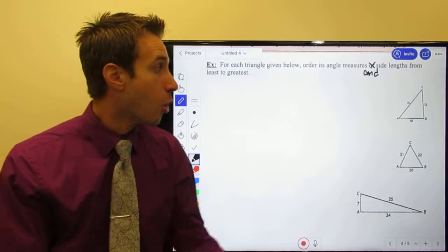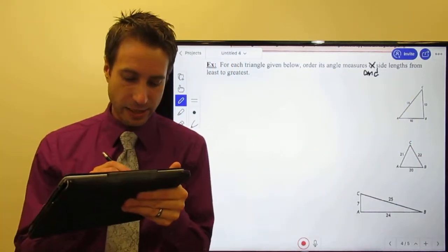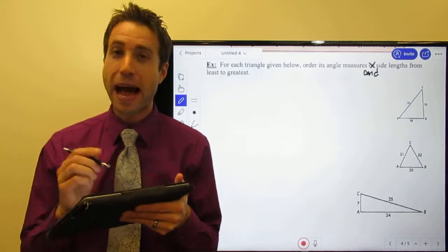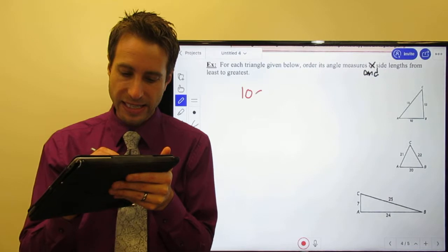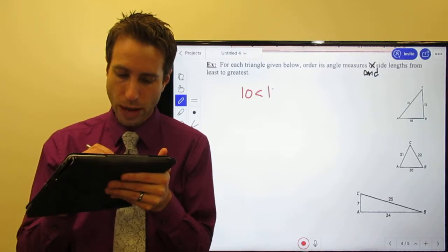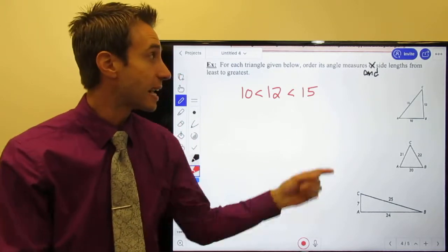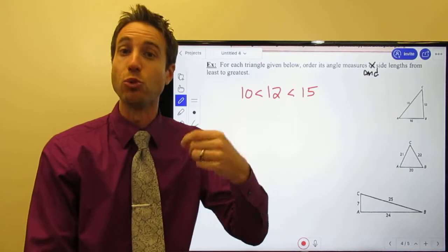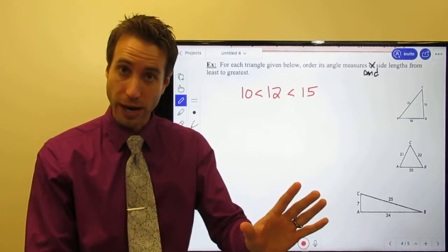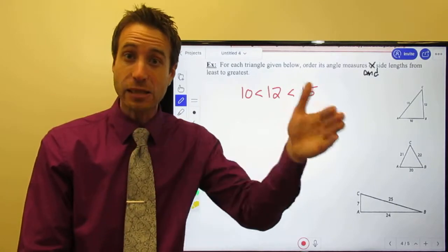Least to greatest. Well, based on what I'm given, I already gave you the side lengths, so let's go ahead and take care of that. 10 is the shortest side. So 10 is less than 12 is less than 15. So when I say put the side lengths in order, this is exactly what I mean. You're going to write me an inequality. We're still doing triangle inequalities. Put the sides in order, least to greatest.